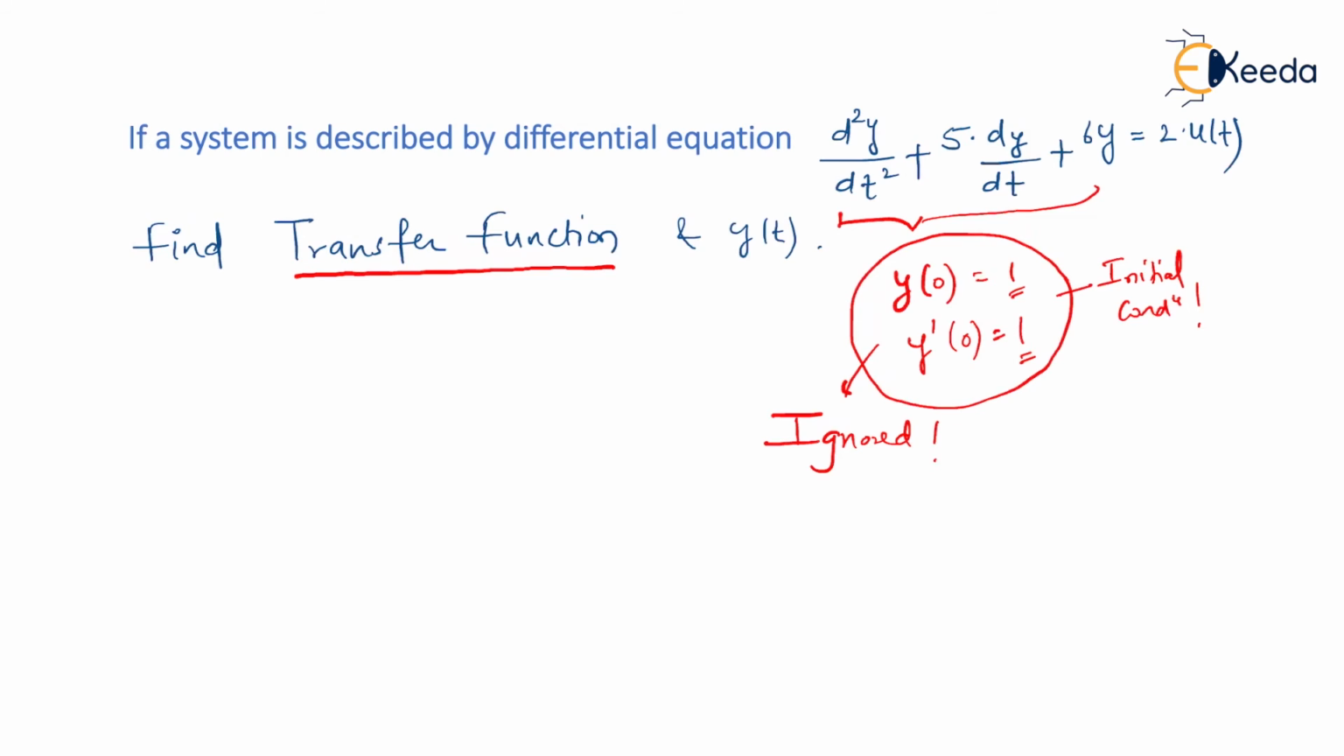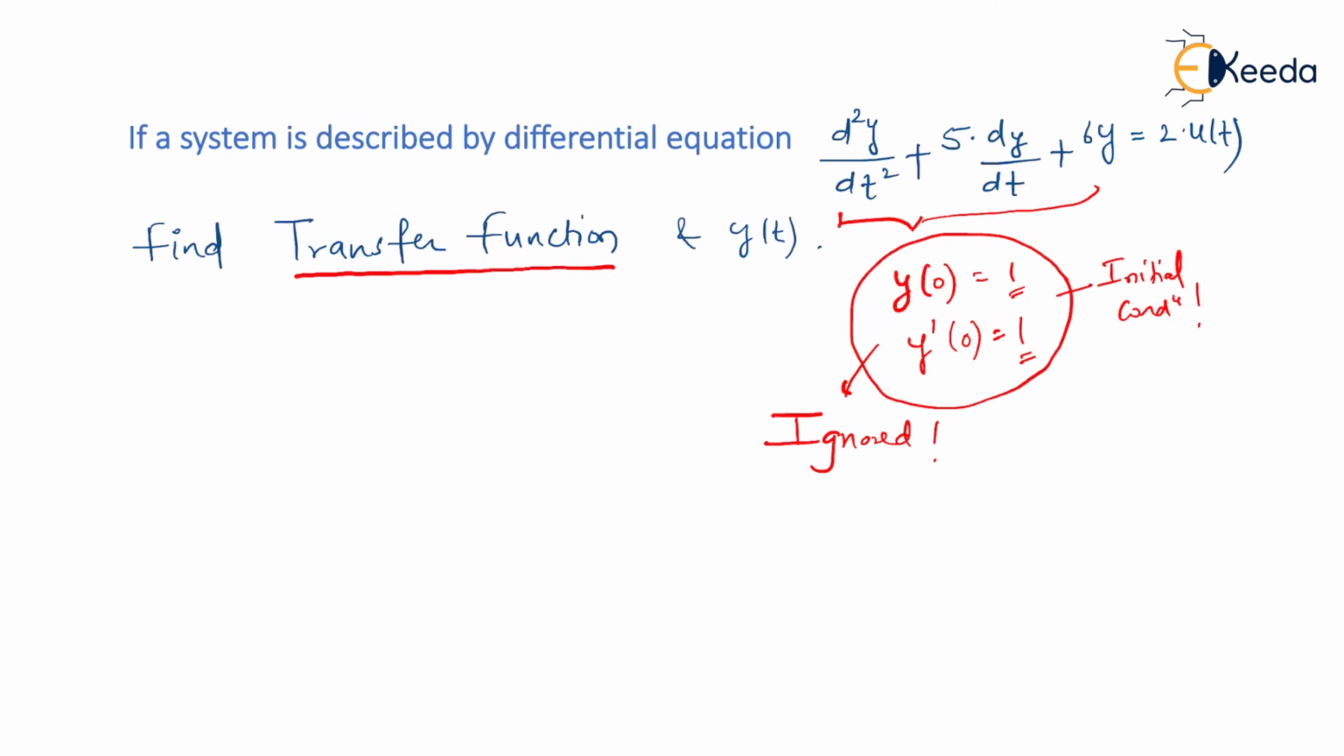Initially relaxed means you have to always think about what is at t equal to 0 and after 0. You don't have to think about what was there for t less than 0. Am I right? So we always assume initial conditions to be 0 for every transfer function. So please remember this and let's solve this problem.